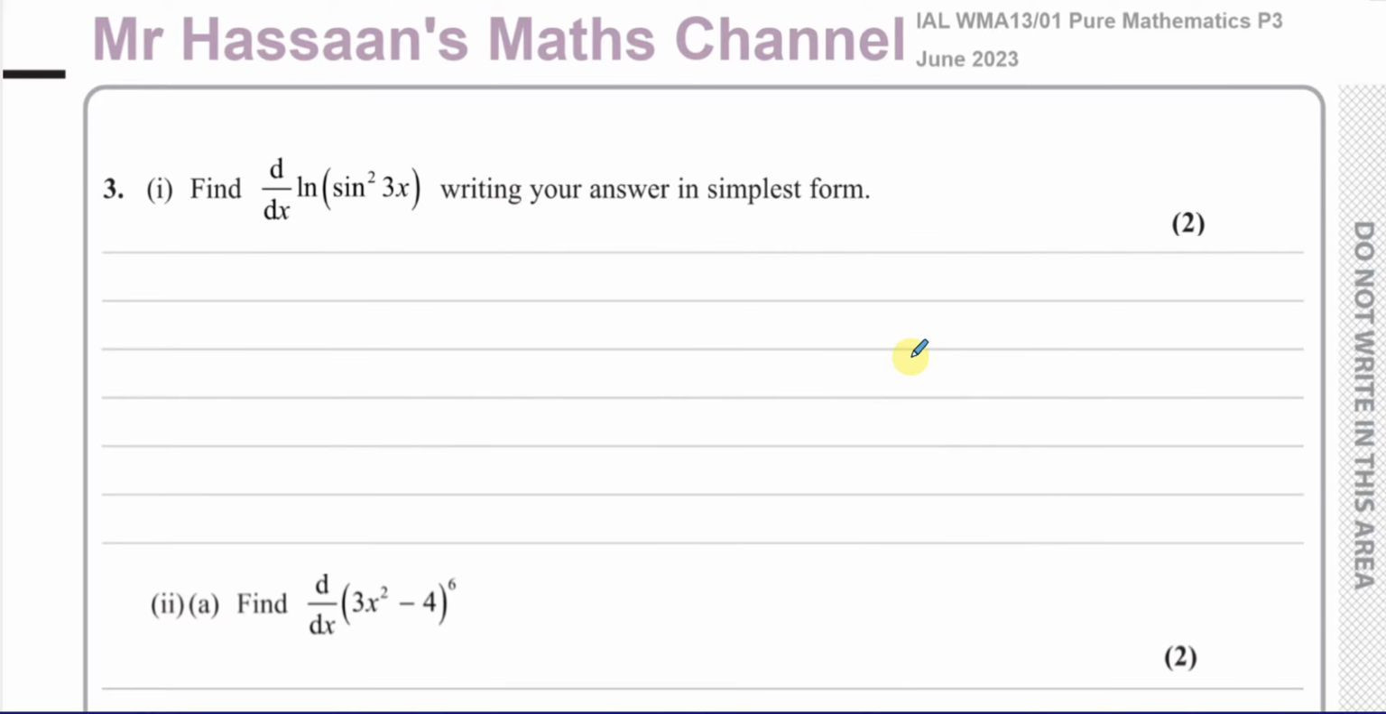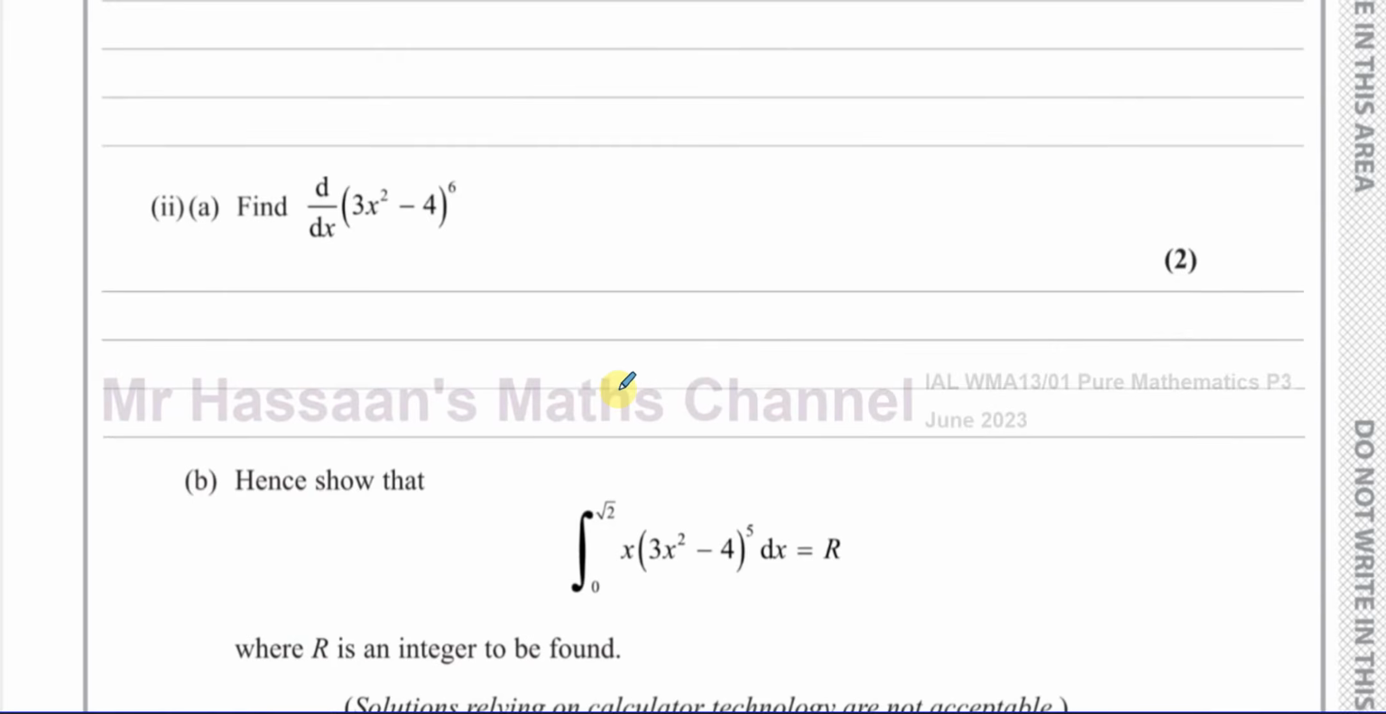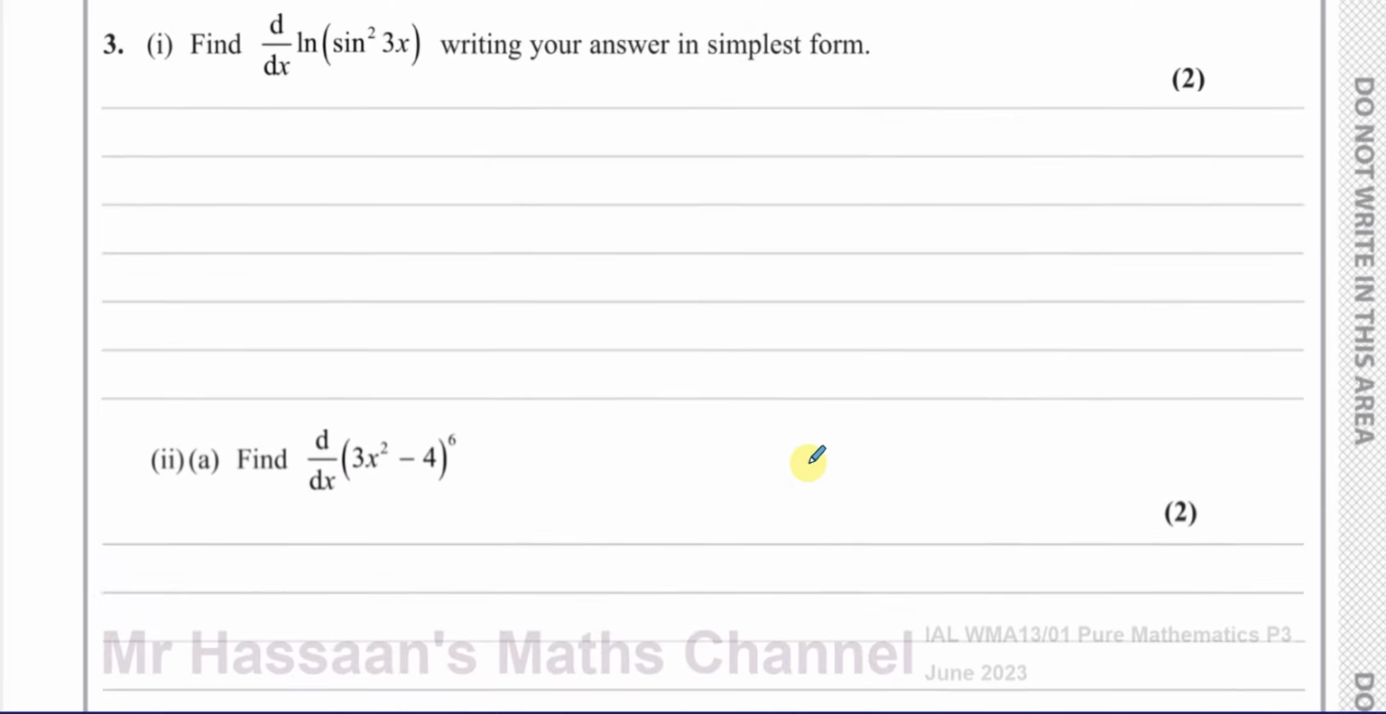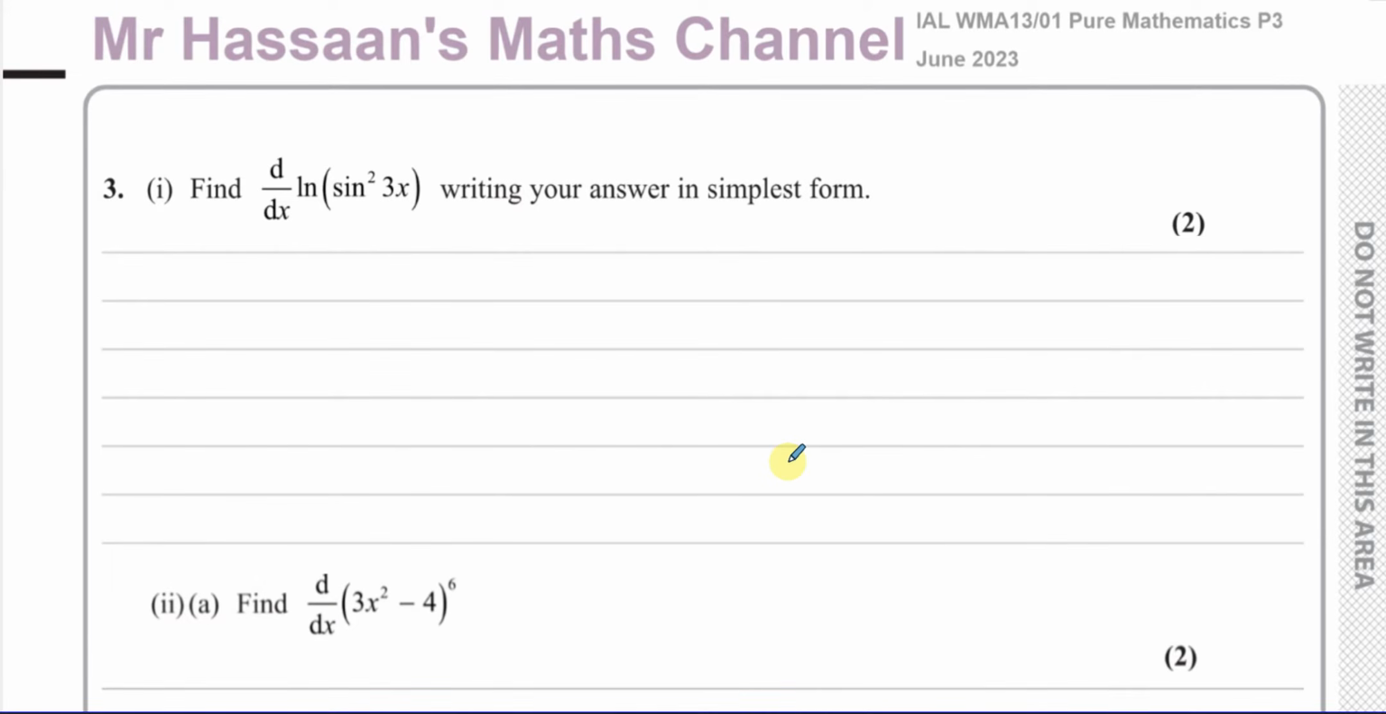We have a question. Part 1 is all about differentiation, as is part 2a, and part 2b is about integration, and they're all kind of related in a way, as we'll see. So first of all, it says find the differential of ln of sine squared of 3x with respect to x, writing your answer in simplest form.